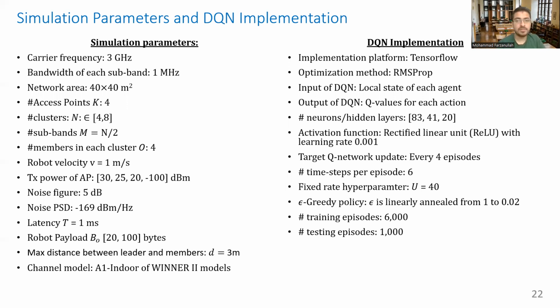For the DQN implementation, the neural network we use consisted of 3 hidden layers with 83, 41, and 20 neurons respectively. And we use the ReLU activation function with a learning rate of 0.001.